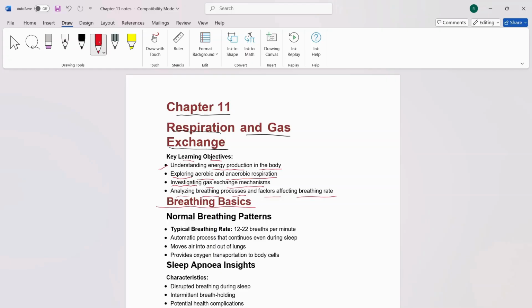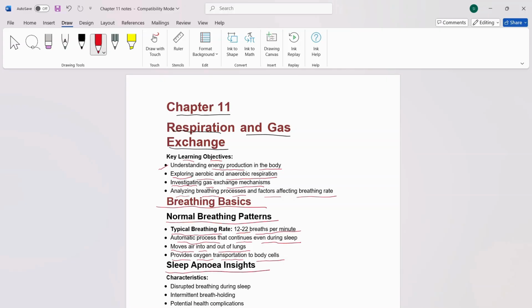Let's start with breathing basics. Normal breathing patterns. Typical breathing rate is 12 to 22 breaths per minute. Automatic process that continues even during sleep. Moves air into and out of lungs. Provides oxygen transportation to body cells.